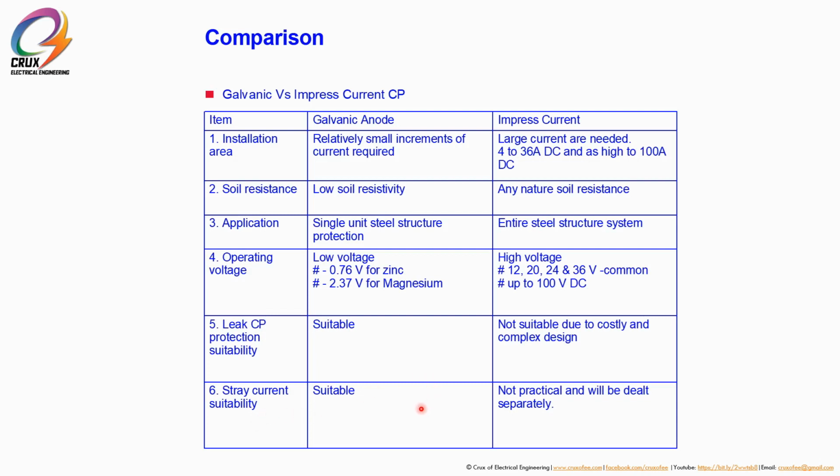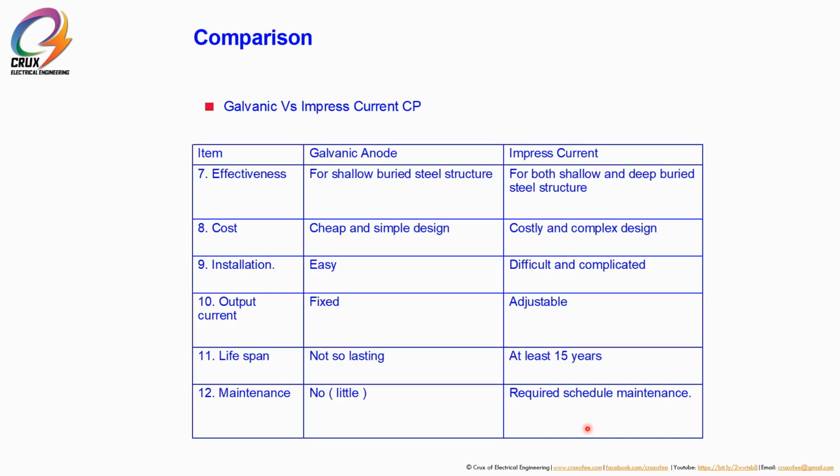For galvanic it's not affected, but ICCP is affected, but no issue because there are ways to block that stray current from reaching your pipeline or your ICCP system. For effectiveness, galvanic anode is normally used only for shallow buried steel structure. For impressed current, both shallow and deep buried steel structure. Cost, of course, galvanic is cheaper. Impressed current, costly and complex design.